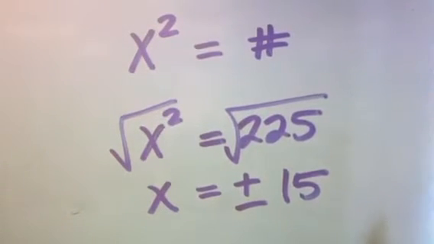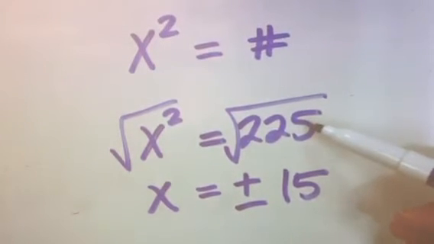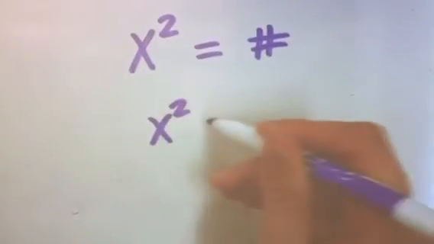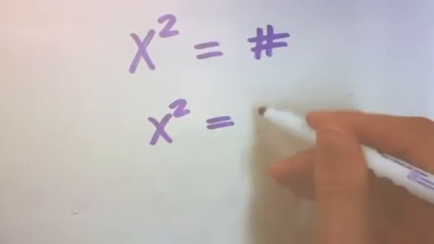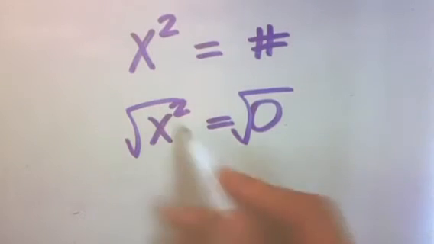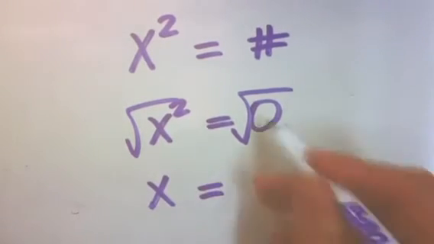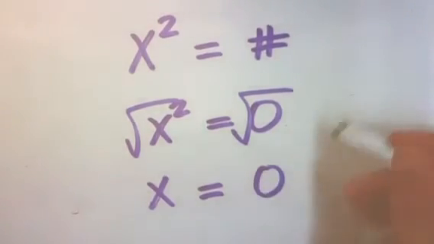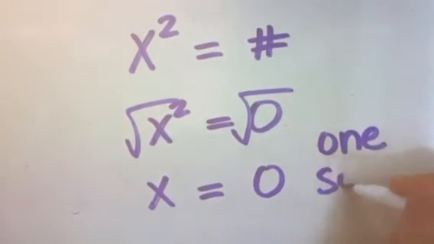When might you have one solution? What do we take the square root of where only one number makes sense? The square root of 0. So in the instance where you have x squared equals 0, you still take the square root of both sides. The square root of x squared is x. The square root of 0 is just 0. We don't have a positive versus a negative 0, so it's just 0. This is the only time where you have one solution.